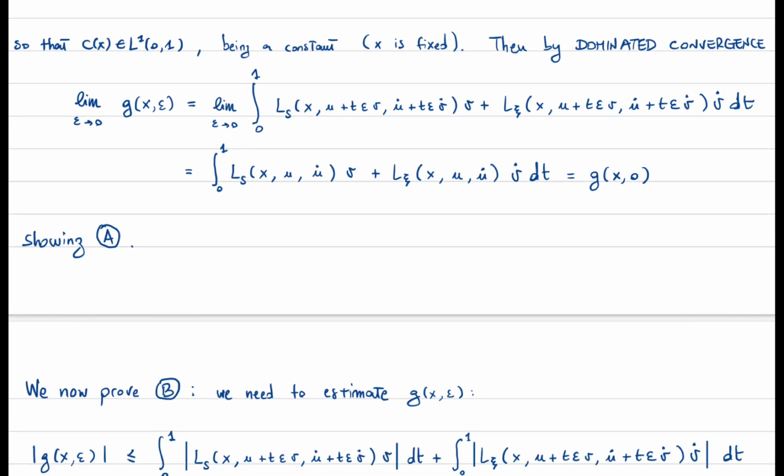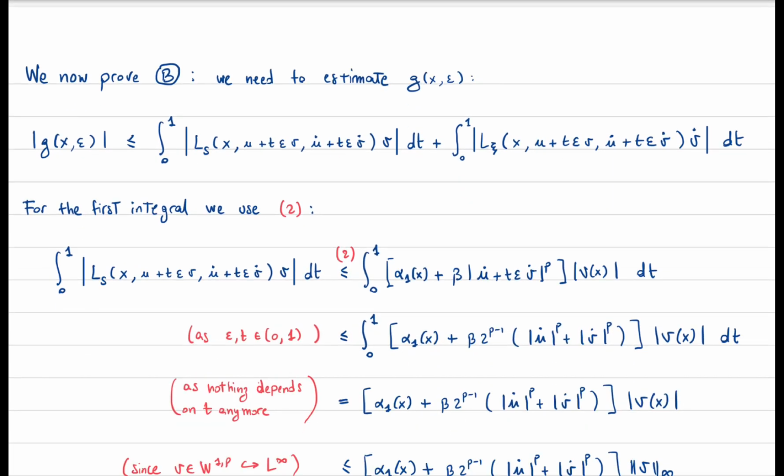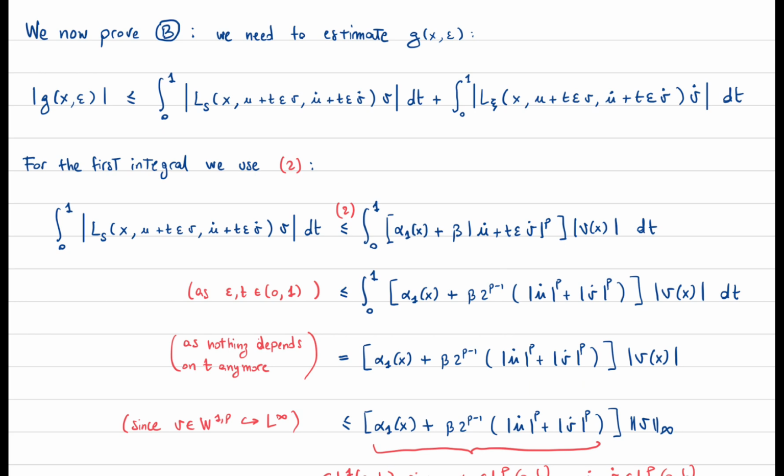Now we pass to show B. Let me check the time. I think it's impossible to conclude this proof within this lesson. So next time we resume straight away from point B, and we conclude the proof.